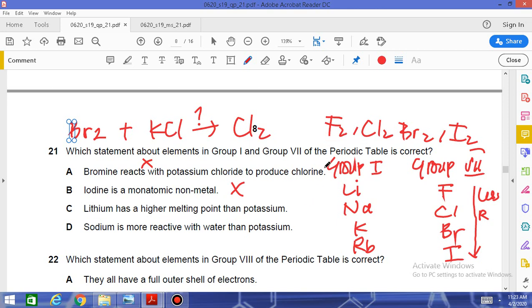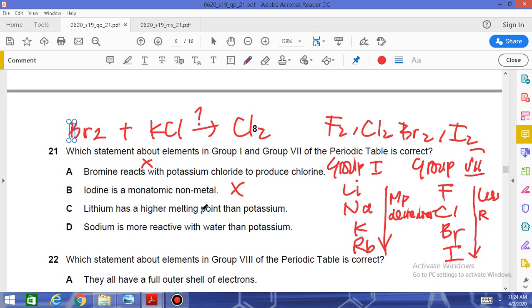Next, lithium has a higher melting point than potassium. For group 1 elements, as you go down the group, can you guess how the melting point changes? The melting point decreases because the metallic bond is getting weaker. So it's easier to break the metallic bonds as you go down the group. Less energy is required to break the bonds.